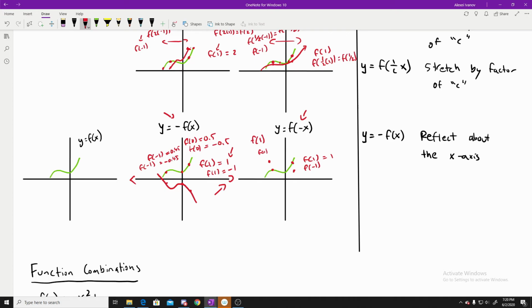Essentially, if we go on and continue this with a series of points, we will see that the function would look something like this. And we can conclude that it is the same function, however reflected about this y-axis. So we can conclude that multiplying the x-coordinate by a negative value will reflect our function about the y-axis.